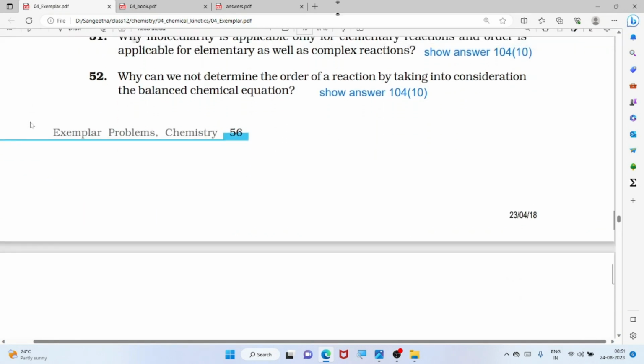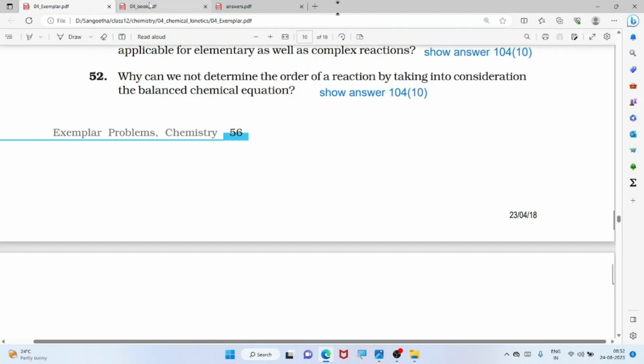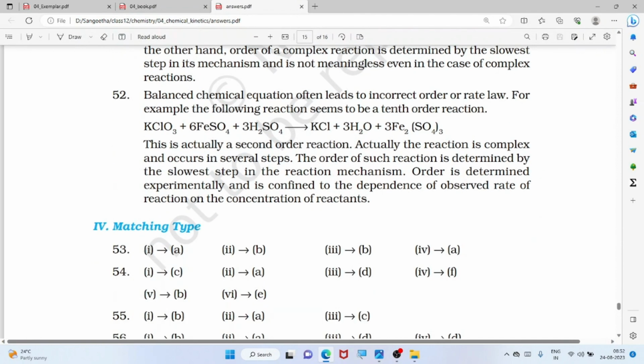Why can we not determine the order of the reaction from the balanced chemical reaction? See, the balanced chemical reaction often leads to an incorrect order of the rate law. For example, the following reaction seems to have 10th order as per the molecularity: 6 plus 1, 7, 7 plus 3, 10. The reaction seems to be a 10th order reaction.